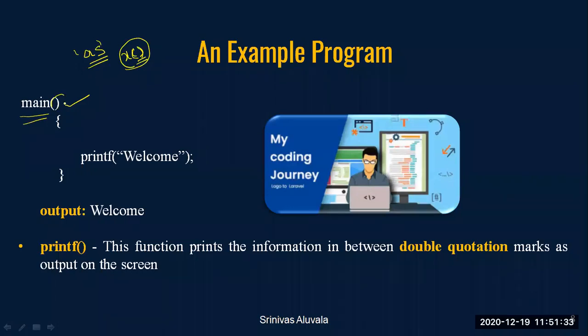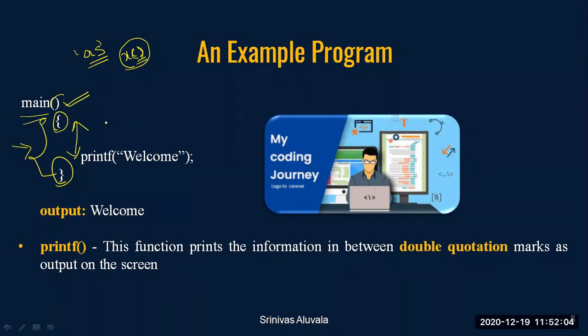Why main is a function is because it is followed by parentheses, an open parenthesis and a closed parenthesis, and I have curly braces, an opening curly brace and a closing curly brace. This is indicating the body of the function main. In this body, whatever I am going to write is going to be executed by the machine and give me an output. Whatever I write in between the body of the function main is going to be executed and I get the output.